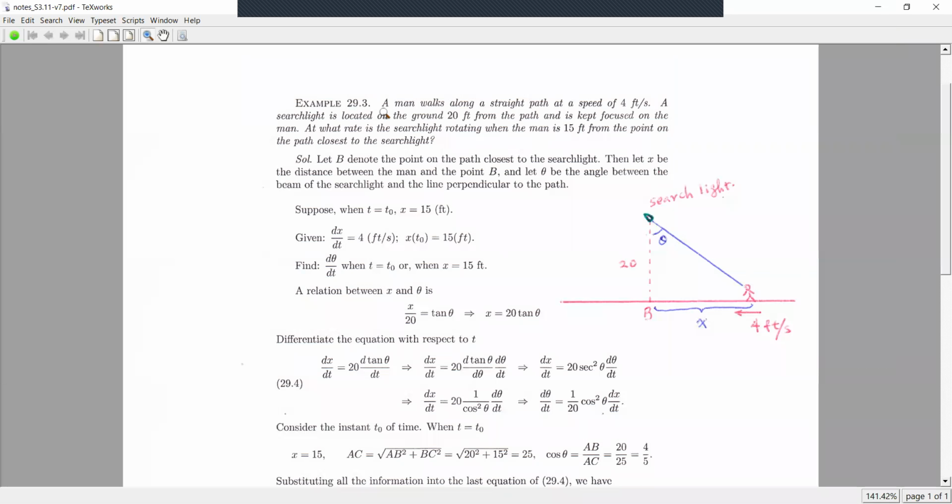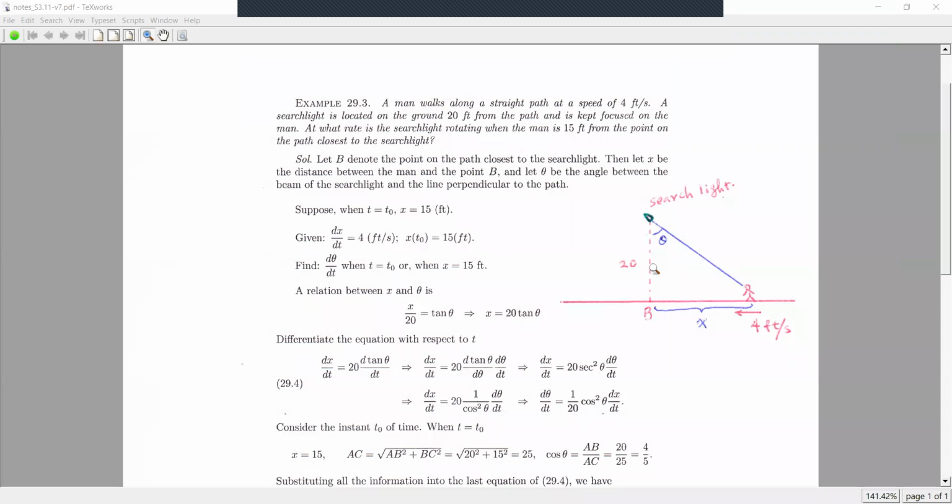Example 3. A man walks along a straight path at a speed of 4 feet per second. A searchlight is located on the ground 20 feet from the path and is kept focused on the man. At what rate is the searchlight rotating when the man is 15 feet from the point on the path closest to the searchlight?